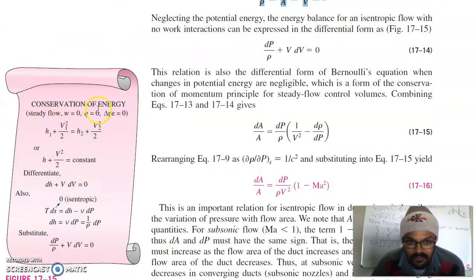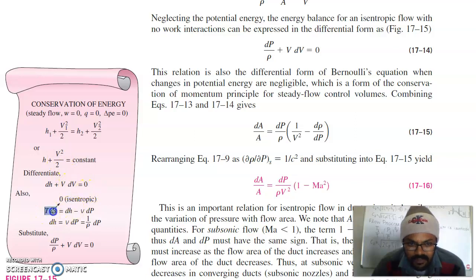Now for conservation of energy, for steady flow, work is 0, heat transfer is 0 because it is adiabatic, and tension is 0. The equation becomes h1 plus v1 square by 2 is equal to h2 plus v2 square by 2. It means this is constant, or if you take the derivative of this, it will become dh plus v dv is equal to 0.